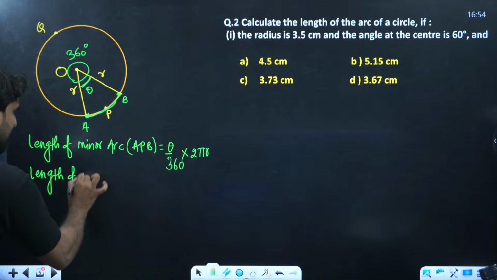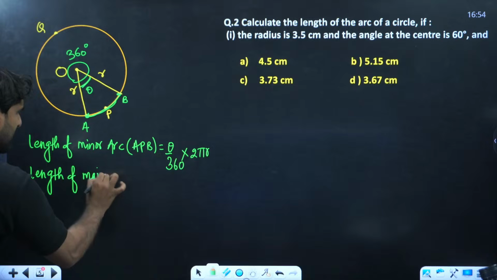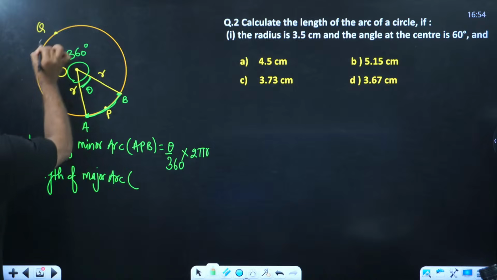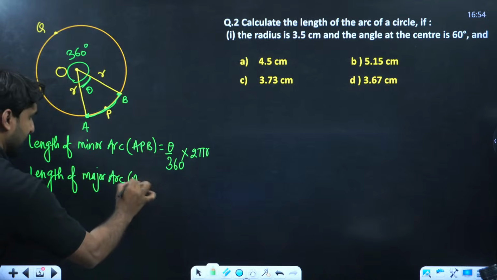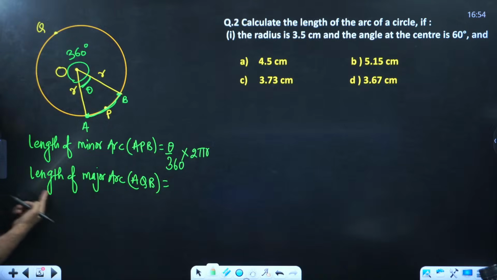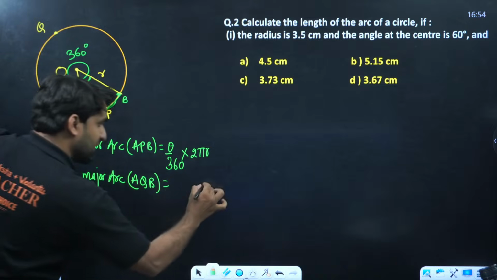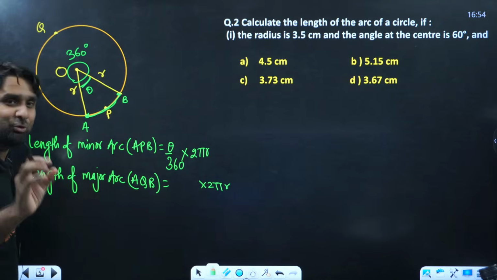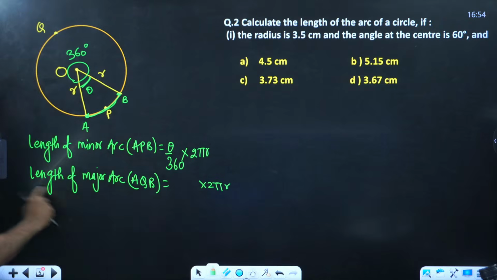Again, now the length of the major arc. You know the major arc? Let me write the name, don't worry. The major arc will be AQB. And what will be the formula? Again, we are dealing with length, so multiplying by 2 pi r will definitely come.